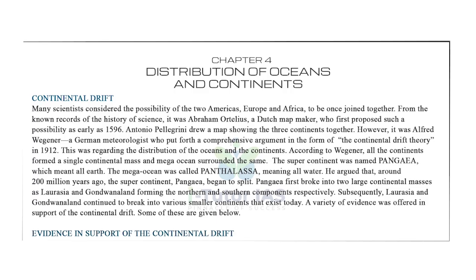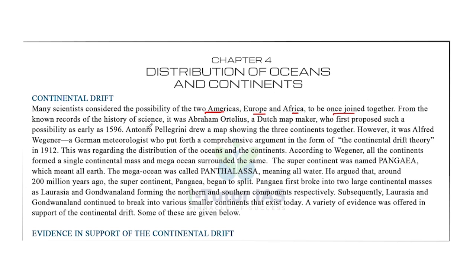Today's class, we are going to discuss Class 11 Geography NCERT, Chapter 4, Distribution of Oceans and Continents. First one, the continental drift. Many scientists consider the possibility of the two Americas, Europe and Africa, to be once joined together. So once, the scientists think that the Americas, Europe and Africa were together.